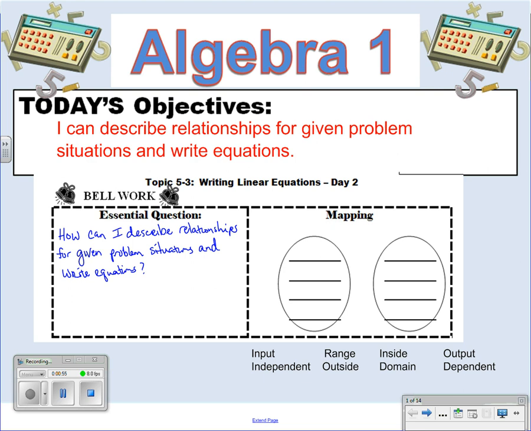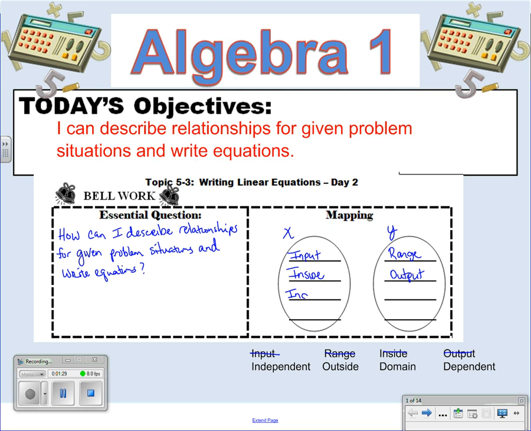A warm-up is to create a mapping using the words for x's and y's. In our first oval, we have our x's. In our second oval, we have the words that correspond with y. The word bank down at the bottom: input is an x. Range is a y. Inside is an x. Output is a y.